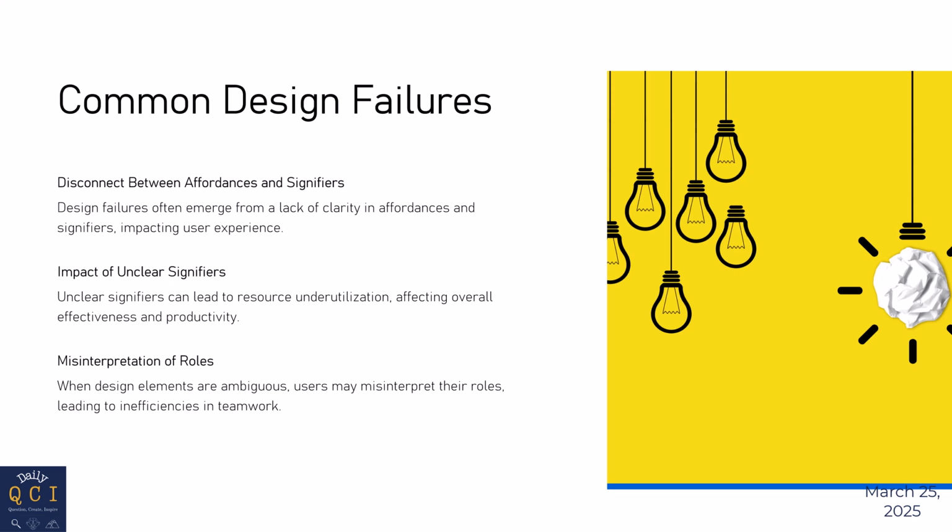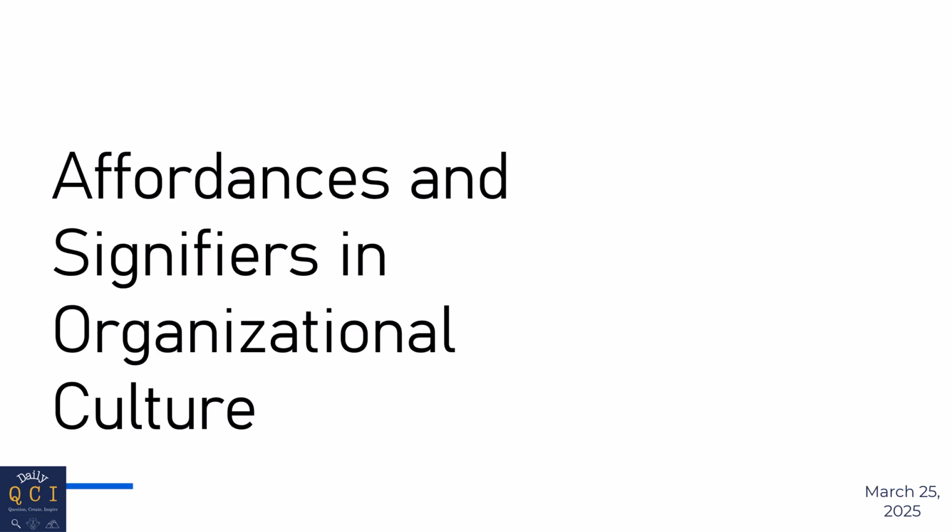We can have unclear signifiers. So mixed messages in what the definition is compared to what the word is. And then a misinterpretation of roles. And this is where people just don't fully understand what their role is related to an affordance. So let's dig in a little bit more to how this is used in organizational culture development and maintenance.